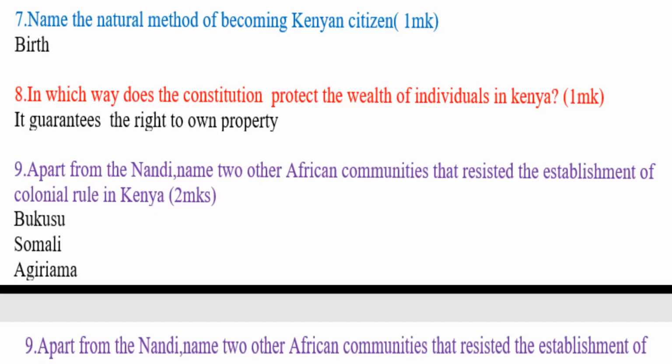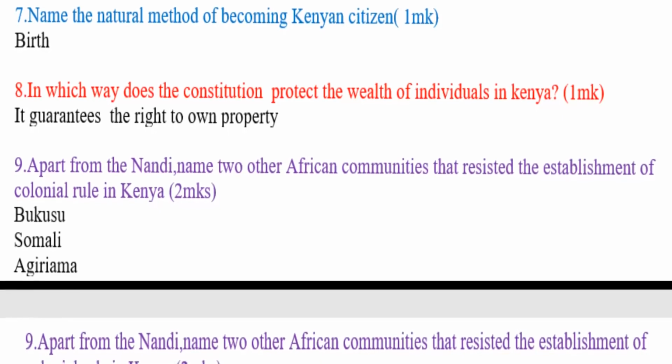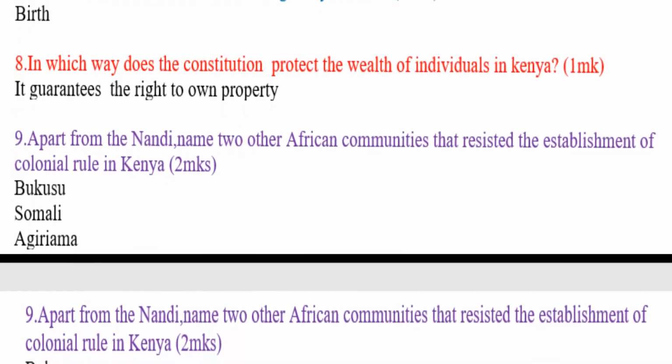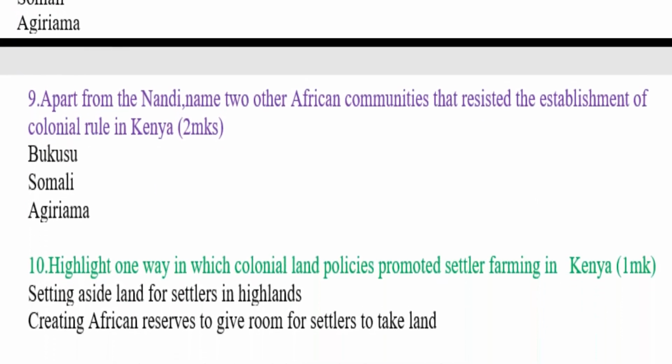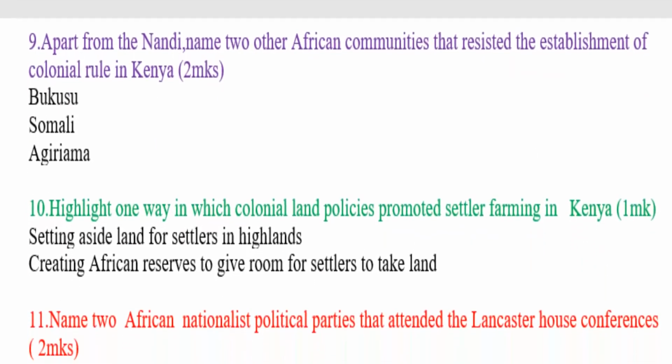We have answered question number nine, which was asking for other communities that resisted the establishment of colonial rule in Kenya. If there is any other community that resisted in Kenya, you can write it in the comment section, and people who are watching this video will see that and they will also comment. We have question number ten.